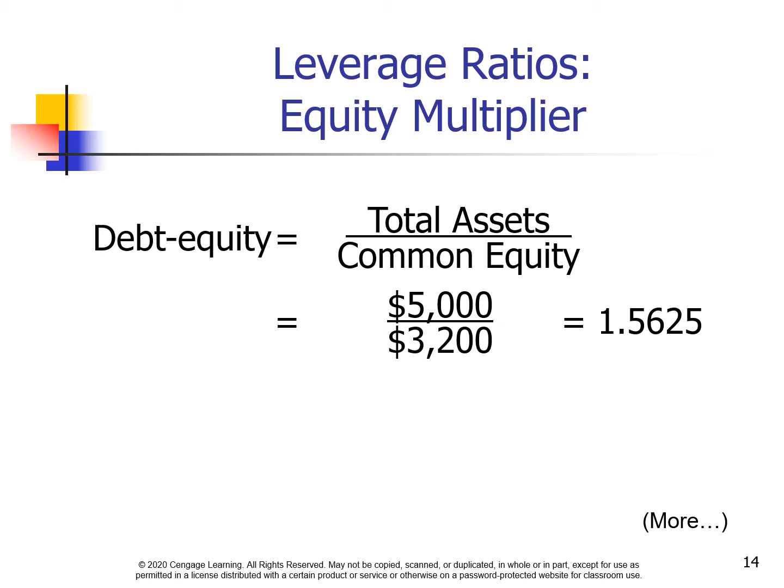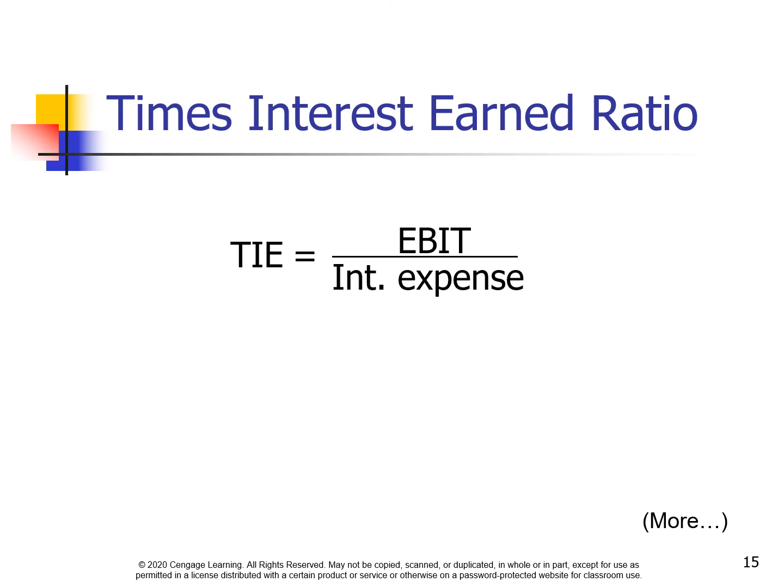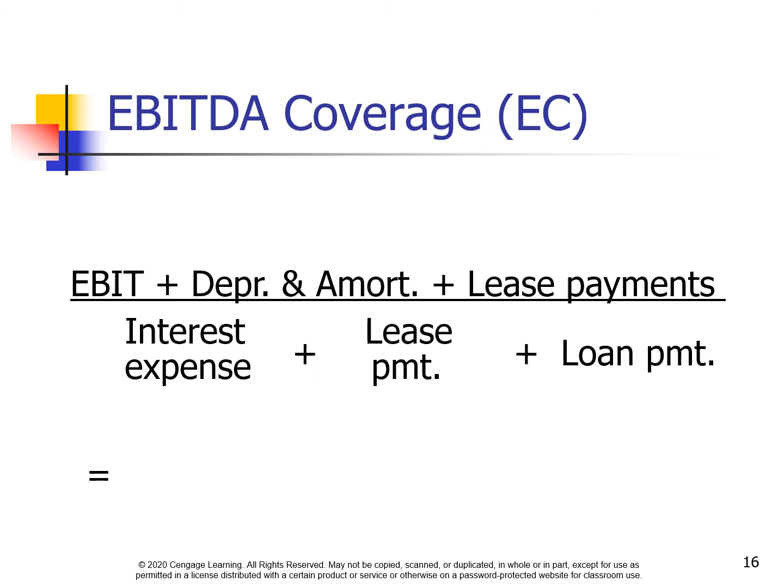The equity multiplier is the total assets divided by common equity. Times interest earned ratio is the EBIT divided by interest expense. EBITDA coverage is the EBIT plus depreciation, amortization, plus lease payments, divided by the interest expense plus lease payments and a loan payment.